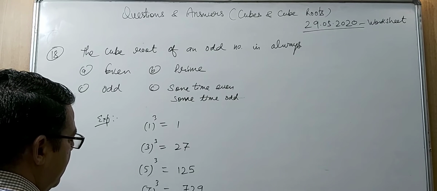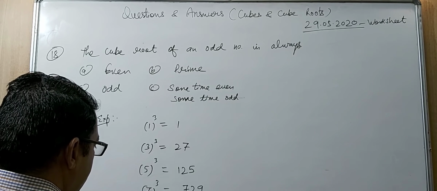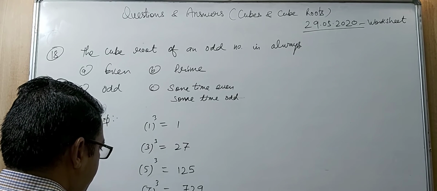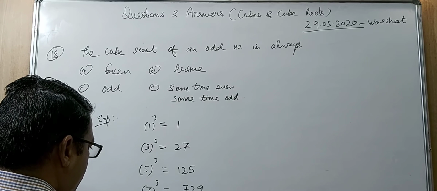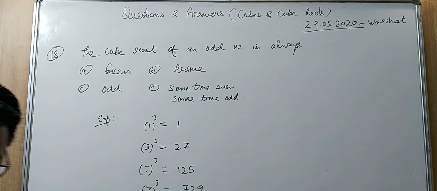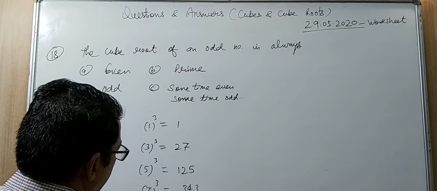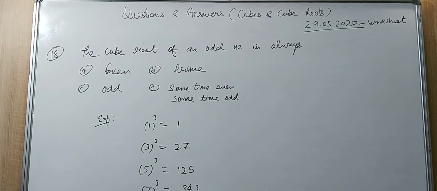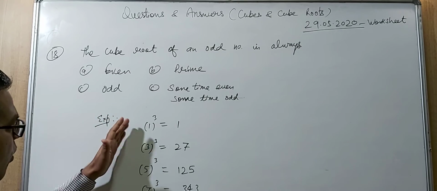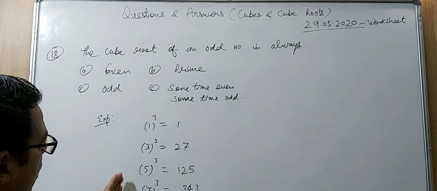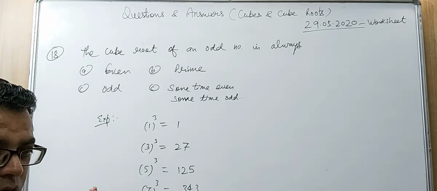What is the cube of 9? The cube of 7 is 343. That's why I got confused there. So 343 we can write here, and 729 is the cube of 9. Right? Now you can see, first five odd numbers I have taken here, and you can see here the cube of all the odd numbers is odd.